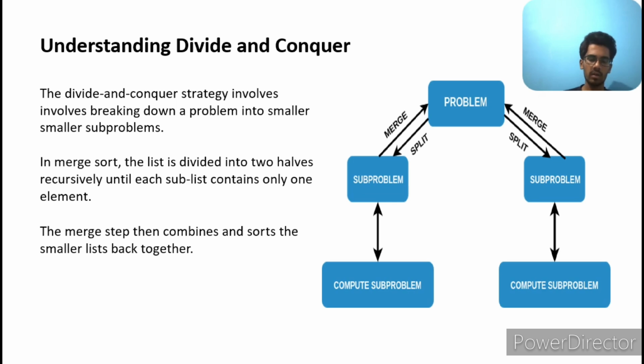Understanding divide and conquer. The divide and conquer strategy involves breaking down a problem into smaller subproblems. In merge sort, the list is divided into two halves recursively until each sublist contains only one element. The merge step then combines and sorts the smaller lists back together. The divided lists are sorted and brought back together at the end of the sorting.